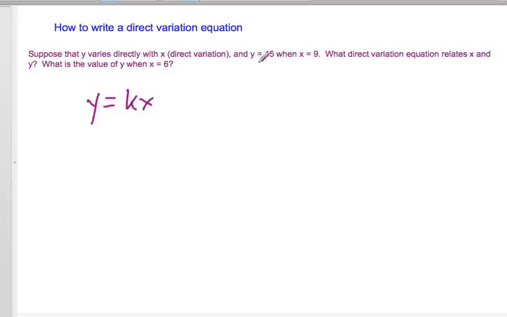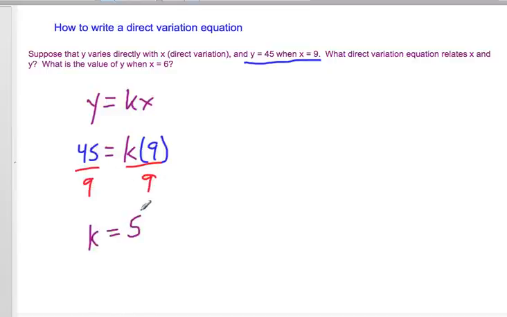So if we plug in the value of y that we're given in this problem and the value of x that we're given, we'll get 45 equals some value k, which we're going to figure out, times 9. Okay, so we know that 45 equals 9 times k because we know that y equals 45 when x is 9. So we just plug those values in. So I'm going to solve for k, divide both sides by 9, and I'm going to get k is going to be equal to 5.